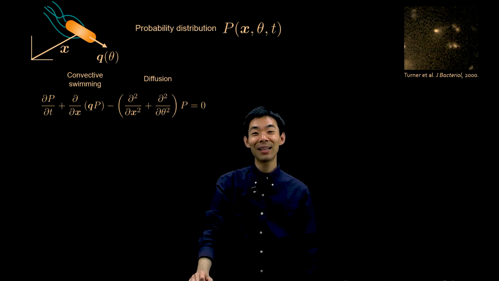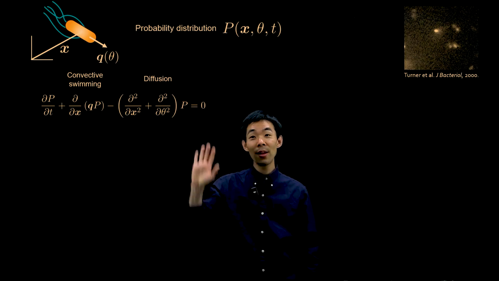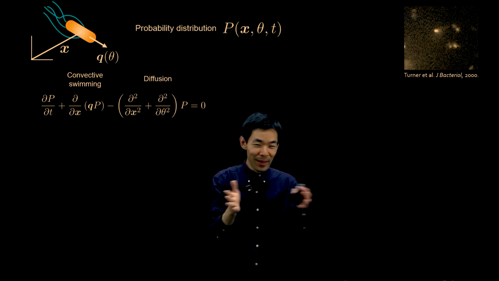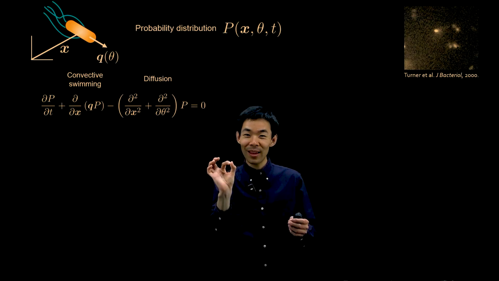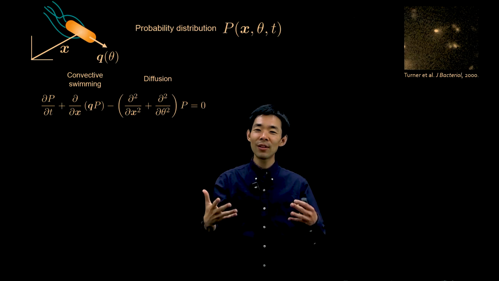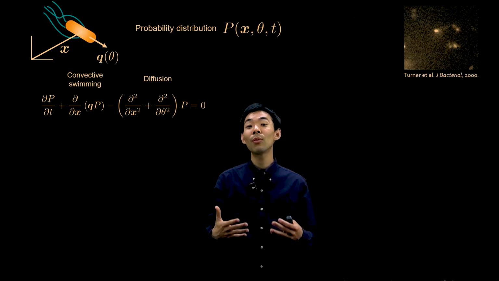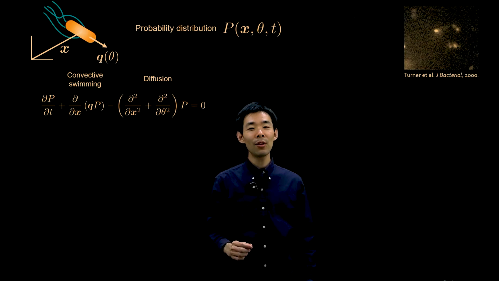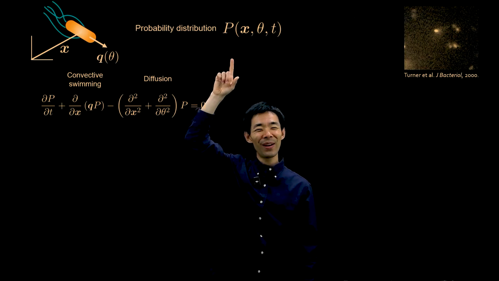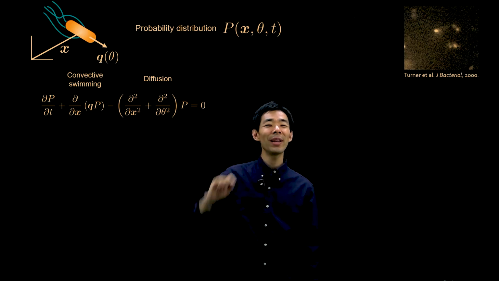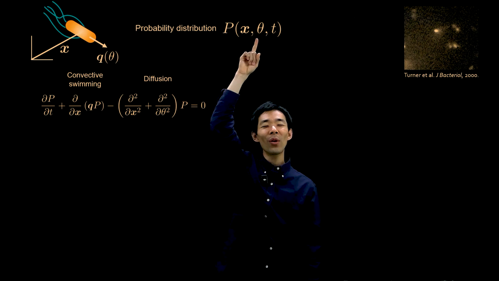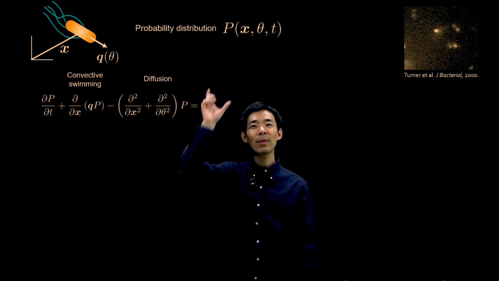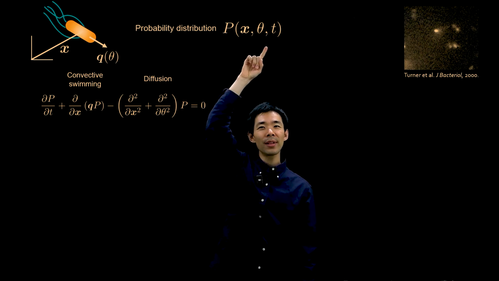That's a very high dimensional space that you're dealing with. So what people in the community often do, not just for these swimming little microorganisms, but for a lot of materials in general that are composed of individual constituents, is break down this equation into what are called moments. We take this whole distribution function, which is a function of position and orientation, and integrate it over all orientations theta. The result of that integral will only depend on position and time.